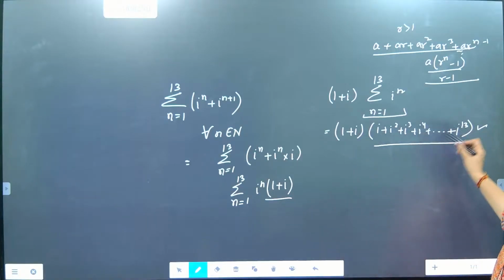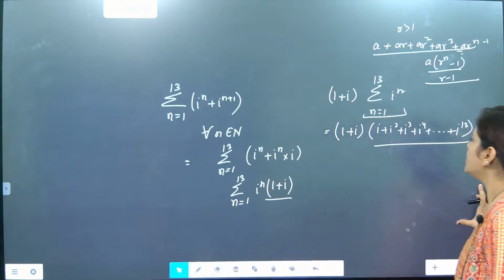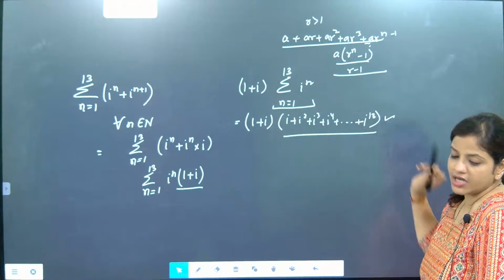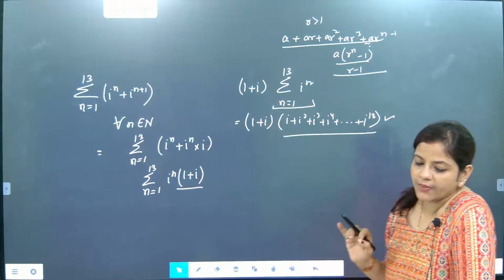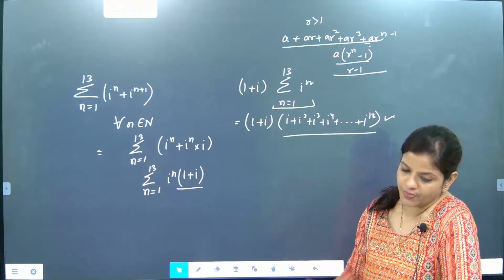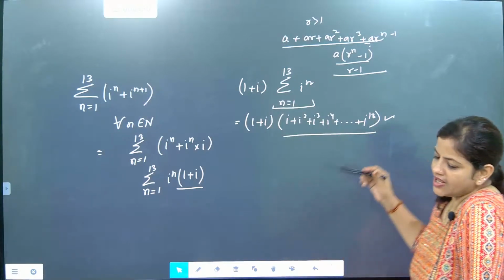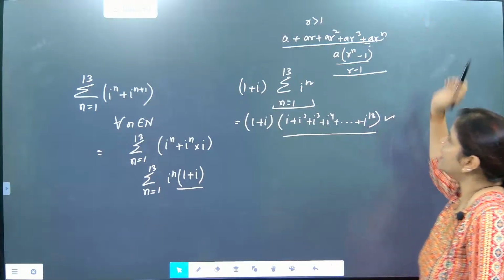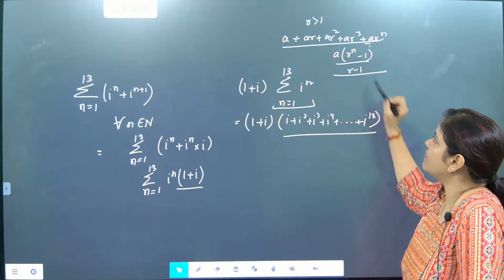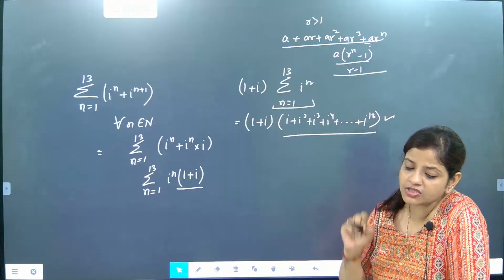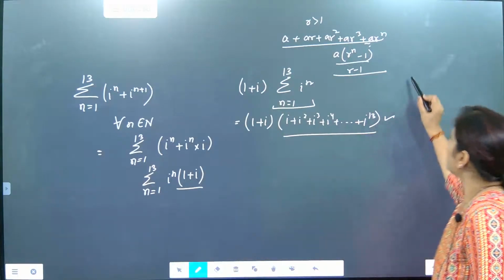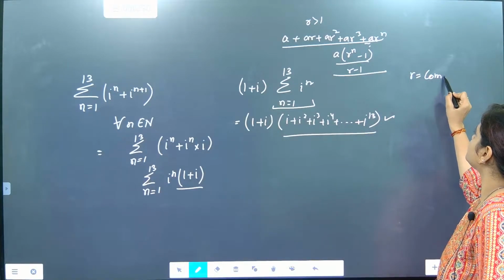So what did I do here? I have written this part: 1 plus i square, i cube, i4, till i13 terms are there. I am going to use the sum of GP formula, taking till the nth term. The formula is a times r to the power n minus 1 by r minus 1, where r is the common ratio. What is r? r is the common ratio.